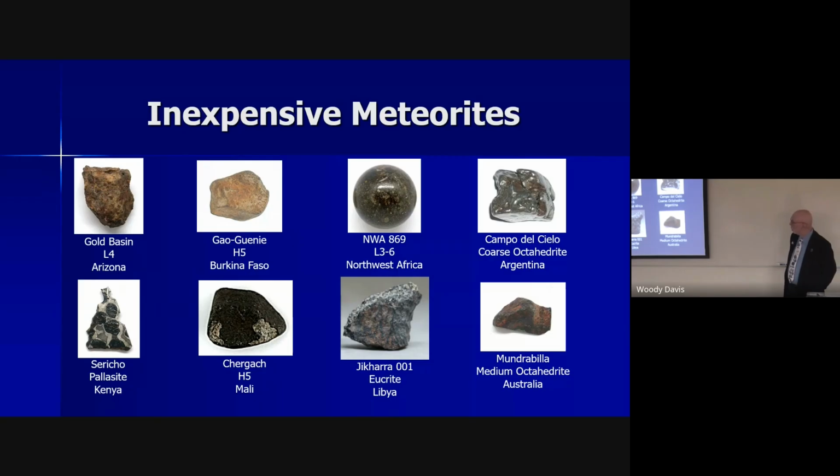I've got some that, the ones that you see that say octahedrite, those are the iron metallic ones there. HL, those are ordinary chondrites. I've got a relatively inexpensive pallasite known as Sergio, and a eucrite, which is an achondrite from the asteroid Vesta, and that's a relatively inexpensive one as well. And I have samples of some of these on the table.